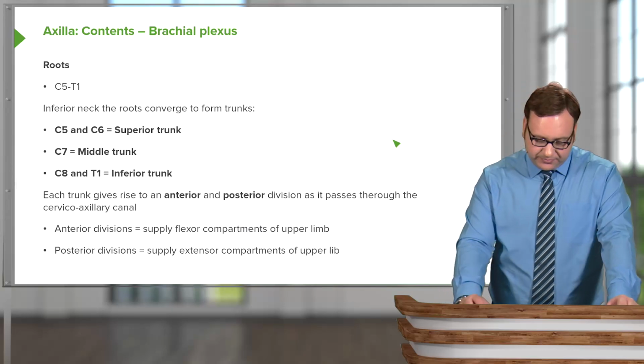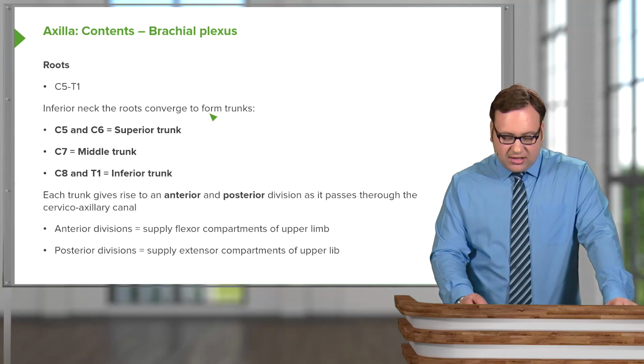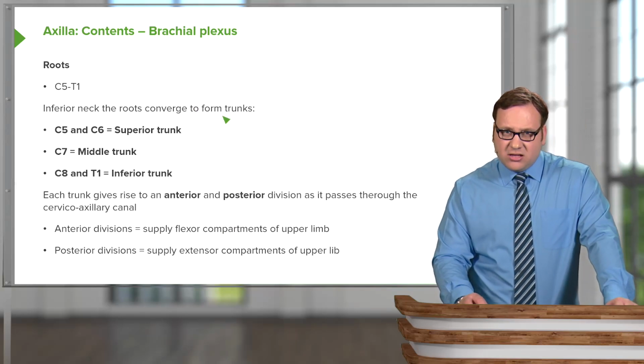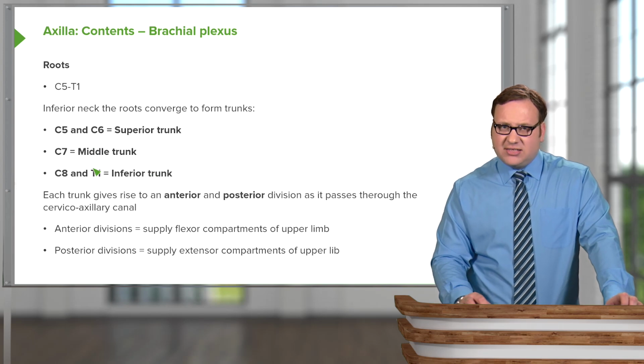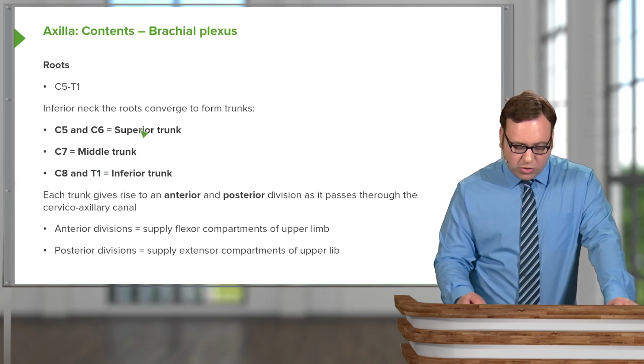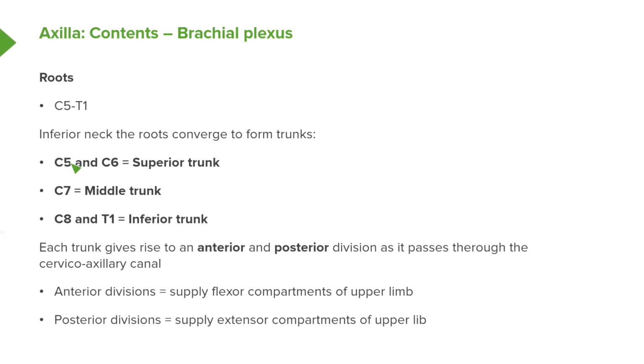From these roots, they converge to form trunks. So we have three trunks. Three trunks are coming from these 5 brachial plexus roots. We can see we've got a superior trunk, a middle trunk, and an inferior trunk. We can see that C5 and C6 are going to join to form the superior trunk. C7 carries on without receiving anything to form the middle trunk. And C8 and T1 join to form the inferior trunk.